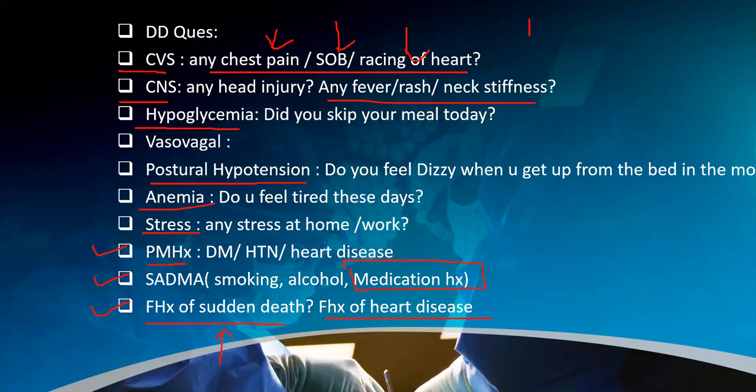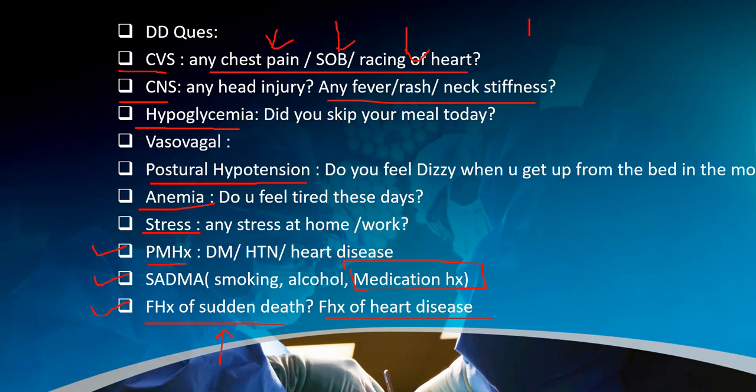clammy, and then they will be kind of pale, and they will feel lightheadedness, nausea, and sweaty. Just within a couple of seconds, the patient will fall, and then they will again regain consciousness within a few seconds. That's your vasovagal syncope. We have a case for vasovagal syncope. We'll discuss that in detail.